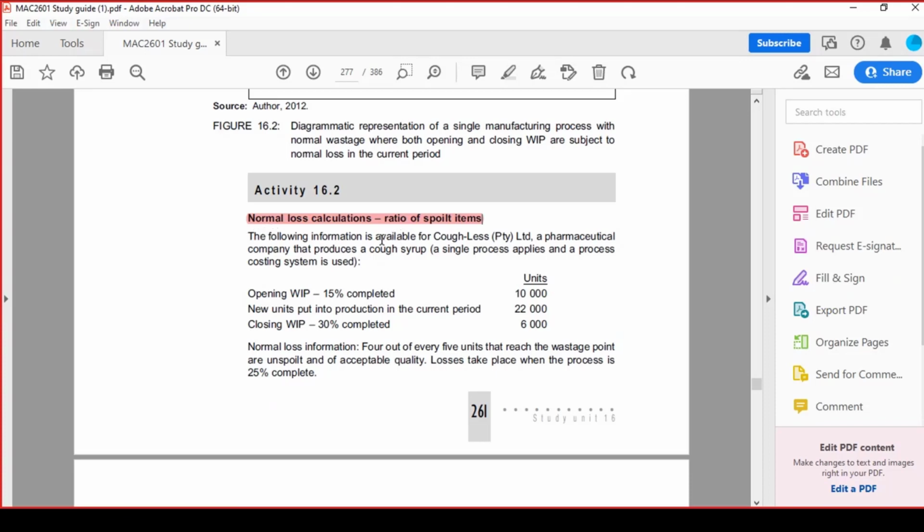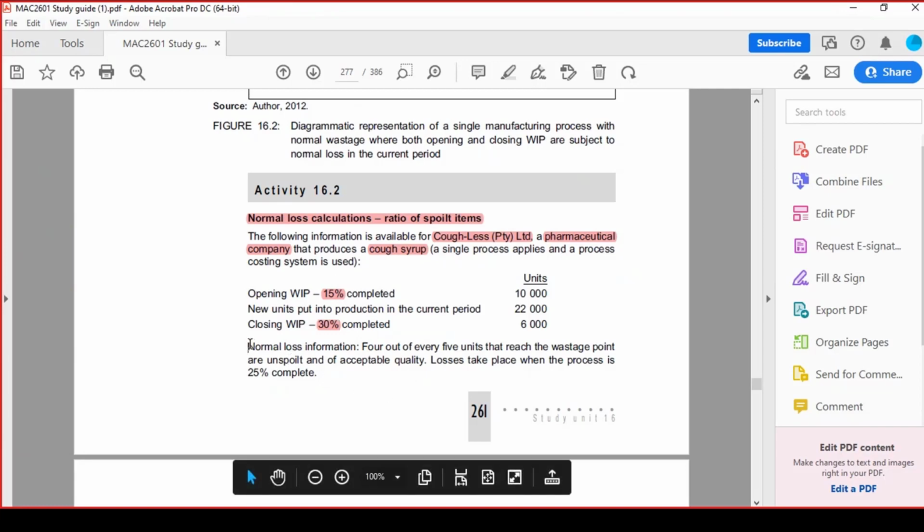Okay. So the following information is available for Coughless Pty Limited. It's a pharmaceutical company. It produces cough syrup, your normal cough syrup that you're used to. The units that they give us: for opening WIP, we've got 10,000 units and they are 15% completed. The new units that we put into production are 22,000. Closing WIP is 30% completed and it's 6,000 units.